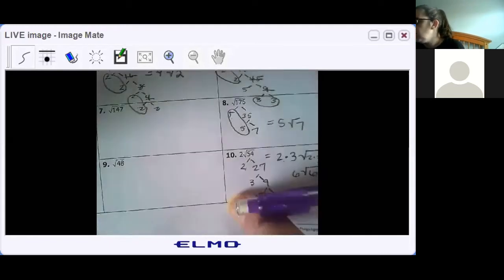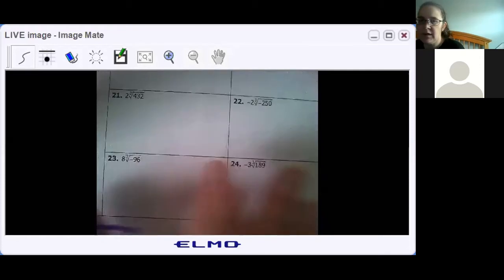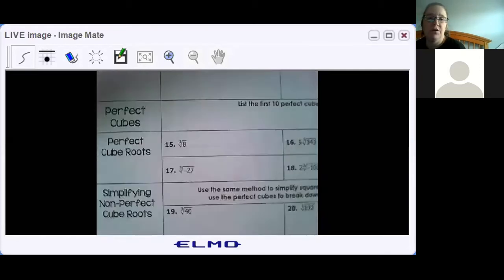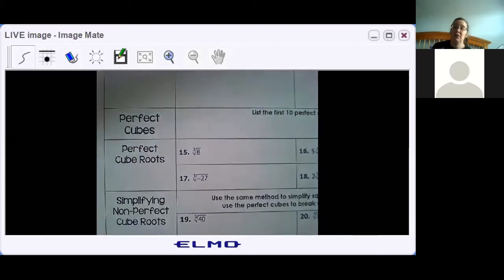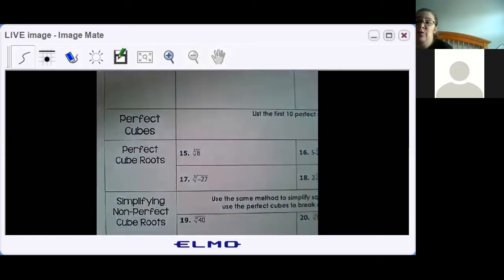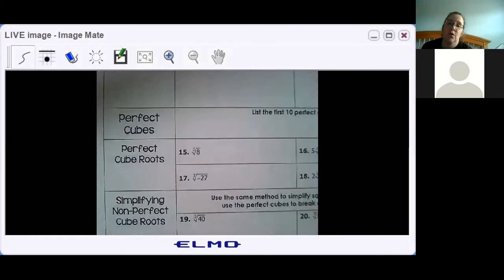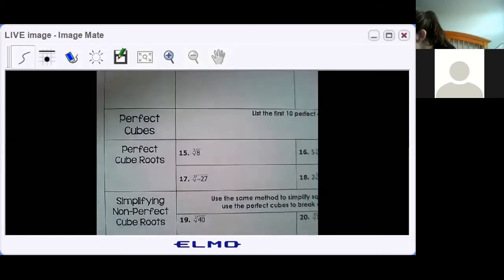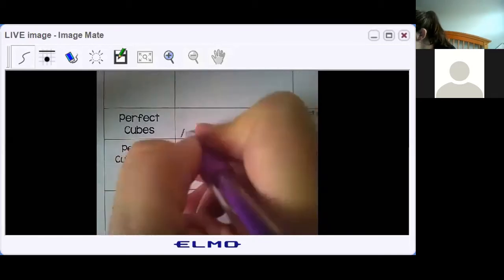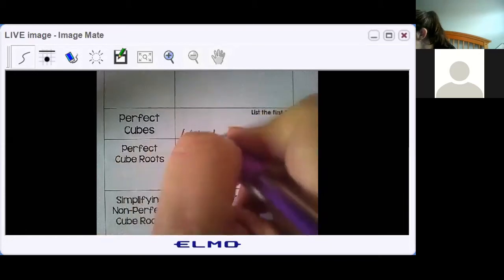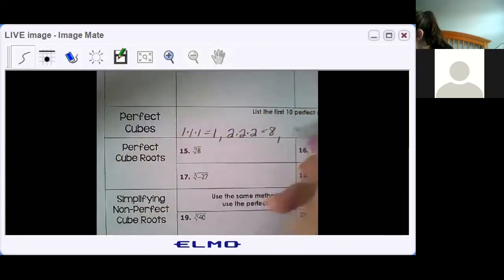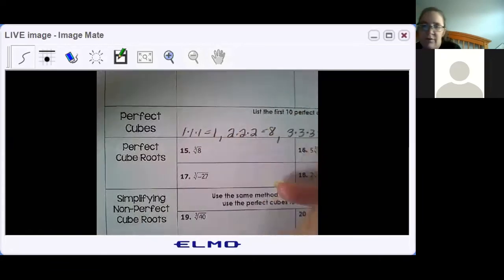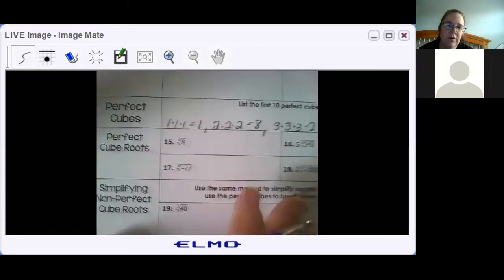Now, what happens if I change from doing a square root to doing a cube root? Well, cube root just means instead of looking for 2 things that match, I'm looking for 3 things that match. So perfect cubes are like 1 times 1 times 1, or 2 times 2 times 2, or 3 times 3 times 3. And I could keep on going if I wanted to, but we need to look at other things.